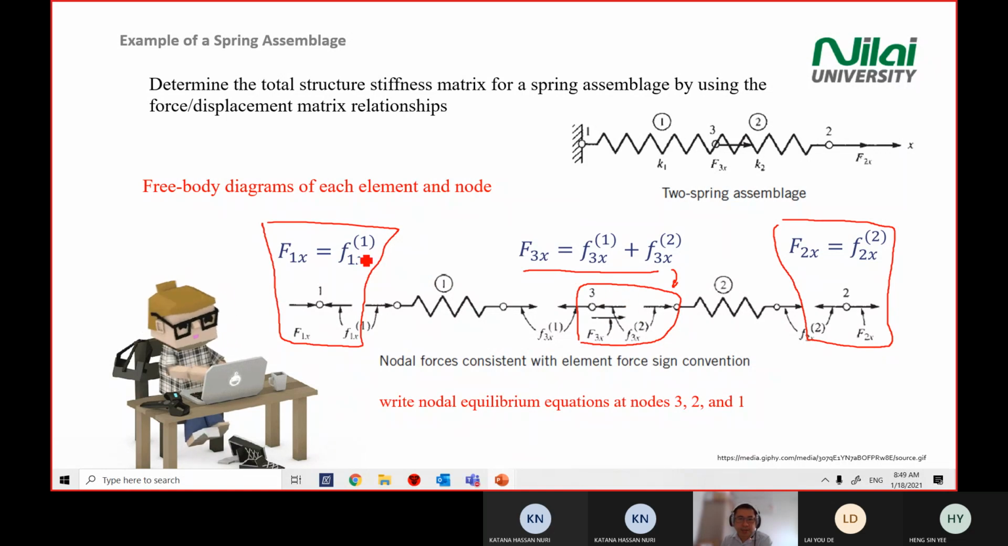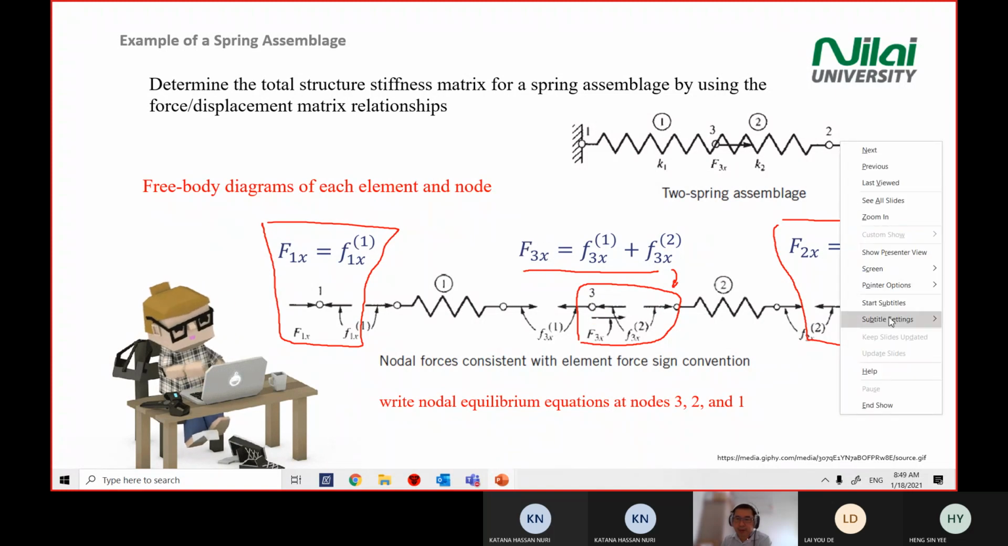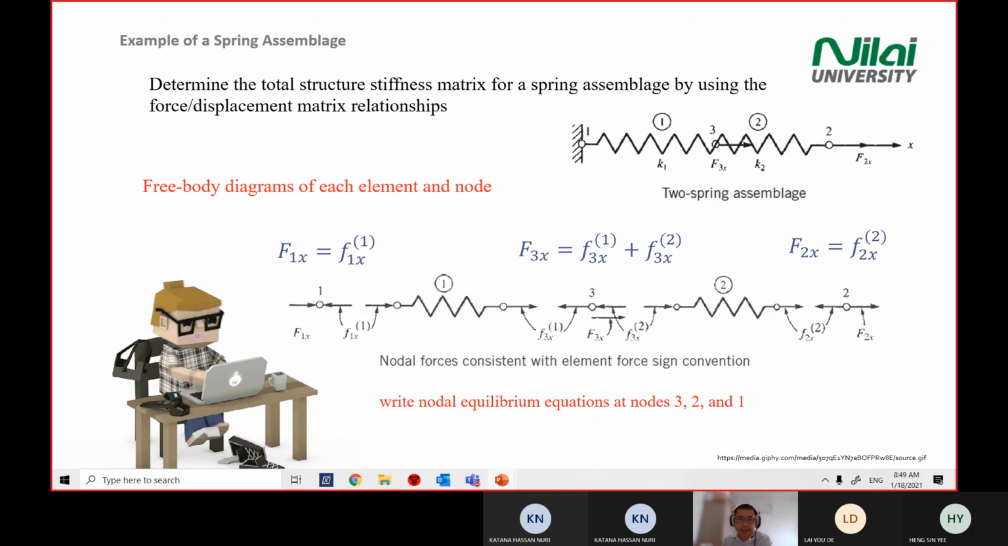Right? So I always start with the external force first, with the capital F. In this case, I have three external forces, point 1, point 2, and point 3. So with the capital F. All right. And then I continue with the analysis.